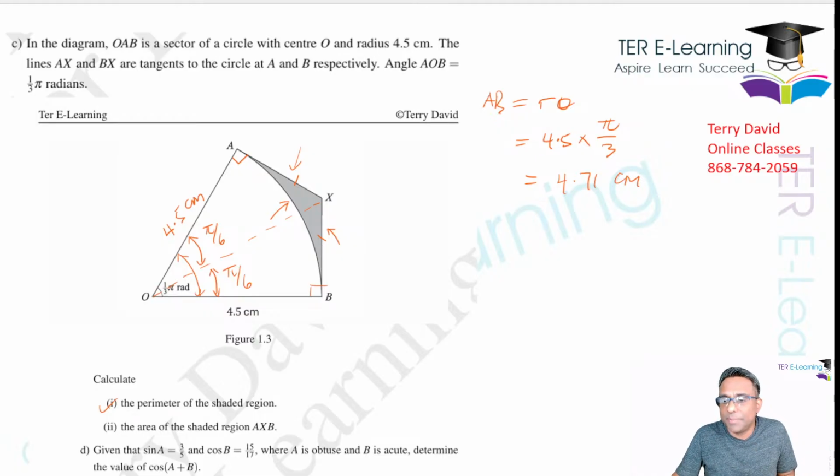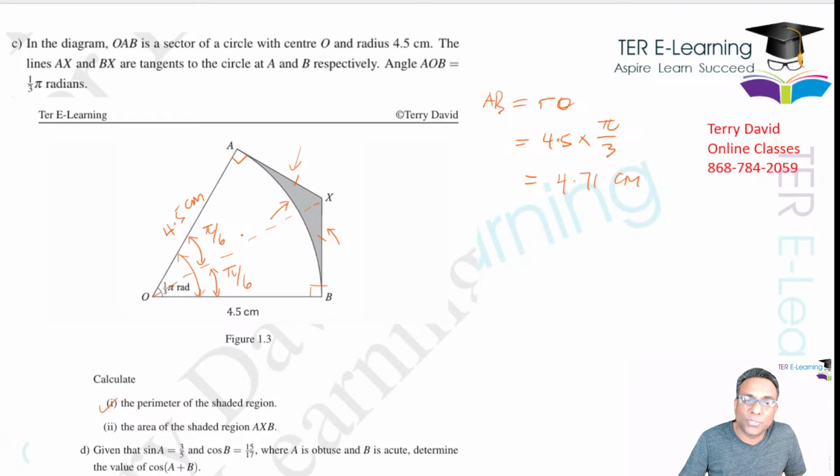Right, so I've seen some people work it out. Some people are asking why is it pi on 6? You're dividing pi on 3 by 2. Because of the symmetry of the figure, you're dividing that angle there by 2. So remember, the angle AOB was pi over 3. So therefore, I'm dividing that by 2, and you get pi on 6.